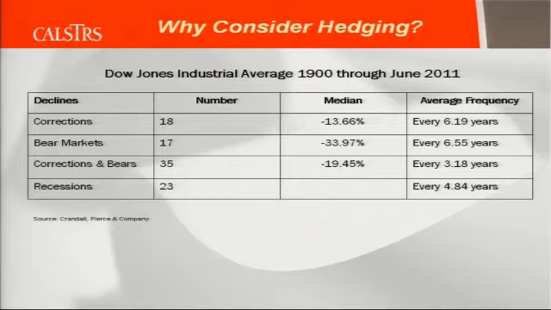What they found is that in terms of market corrections and bear markets, there were 35 over this period of time. So roughly over the last 111 years, about 35 times. So roughly every 3.18 years, there's going to be some type of either a correction or a bear market. I'm not saying that this is going forward, but this is what has happened historically.